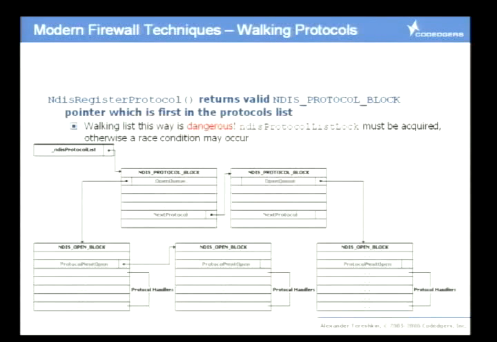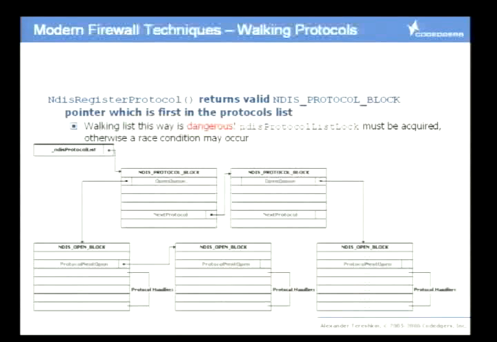And the other thing is that there exists a spin lock which protects the list of protocols from synchronization issues, and it's called ndisProtocolListLock. And this lock must be acquired when a firewall walks the list, otherwise a race condition may occur. But none of the current firewalls acquires this lock. Furthermore, none of the firewalls now searches for the ndisProtocolList head. They just register a temporary protocol.